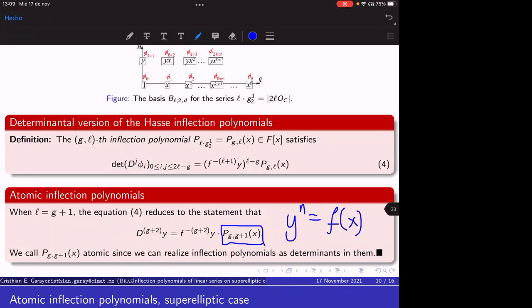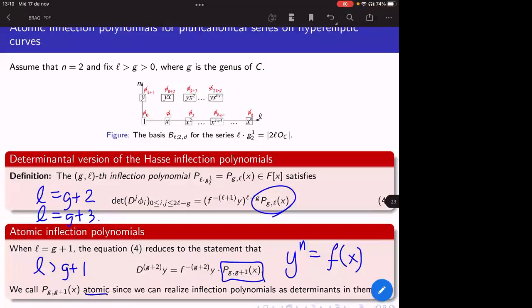And this guy is called atomic, since for the other instances, for L bigger than g plus 1, you can compute the Hasse polynomial from this case as some determinant. So once you know these guys, you can compute some determinantal formulas and plug them in and obtain, for example, L equal g plus 2, and L equal g plus 3, etc.